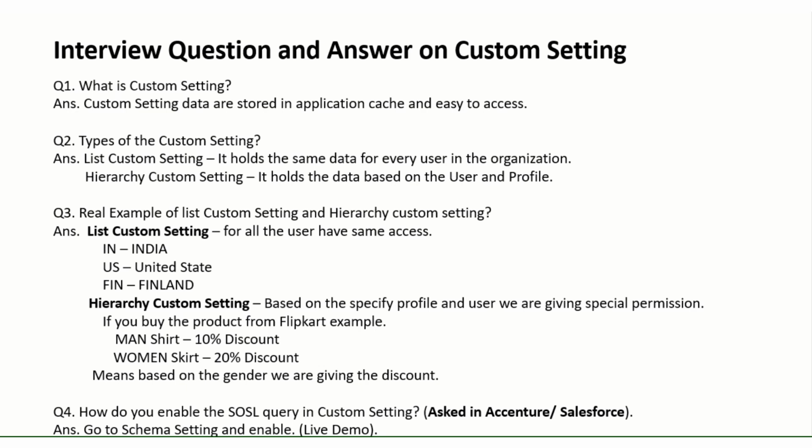Now the interviewer will next ask this question: can you share some real example of when we have to use list or when we have to use hierarchy, and how you can handle it? So see, I have given the list: IN to India, US to United States, FIN to Finland. It will be applied generally to the complete organization. This is my list custom setting.